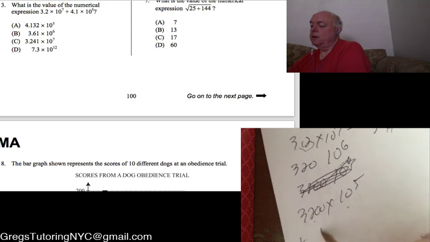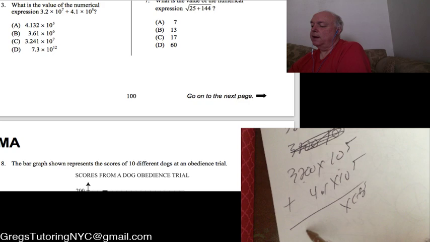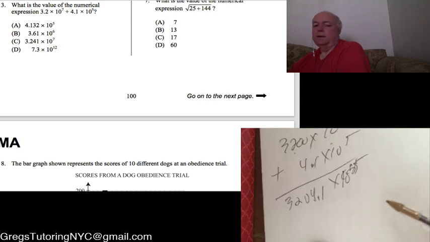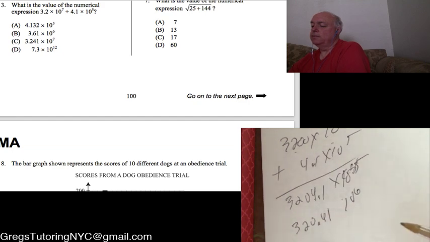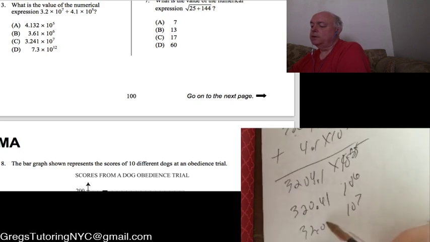And now I have 4.1 times 10 to the 5th. So now the 10 to the 5ths match. And I need to add these two. So I get 3,204.1 times 10 to the 5th. All right? So I don't see that answer here. The only 10 to the 5th is A, and that's no good. So I'm going to work backwards the same way. If I bring this to 10 to the 6th, this becomes 320.41. All right? And if I do it one more time, I get 32.041.